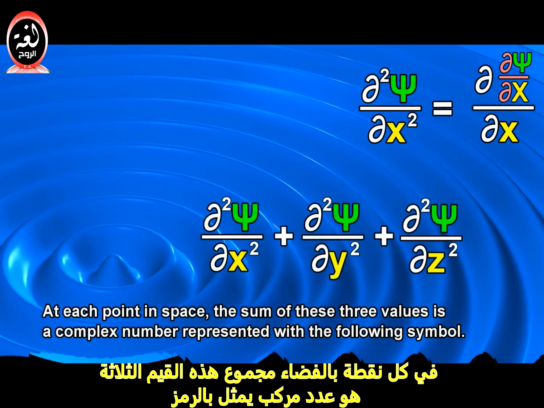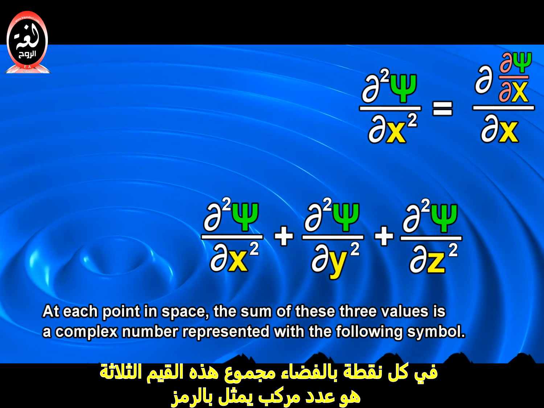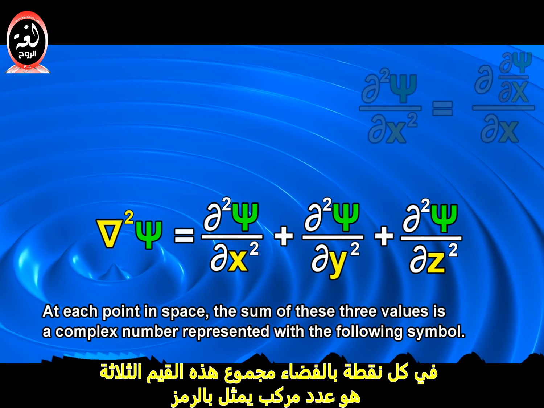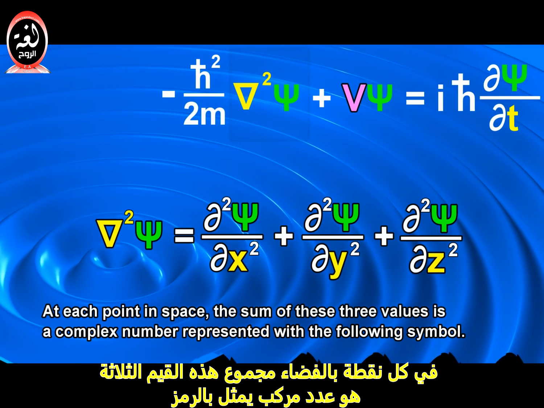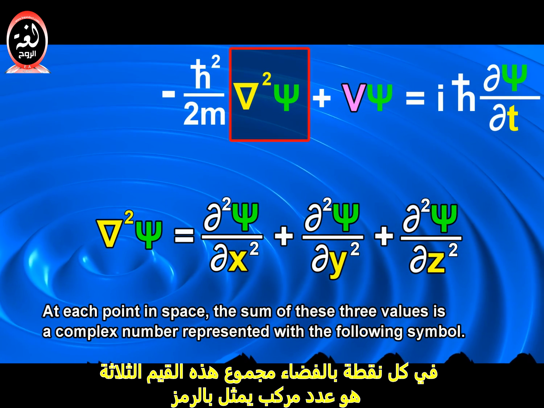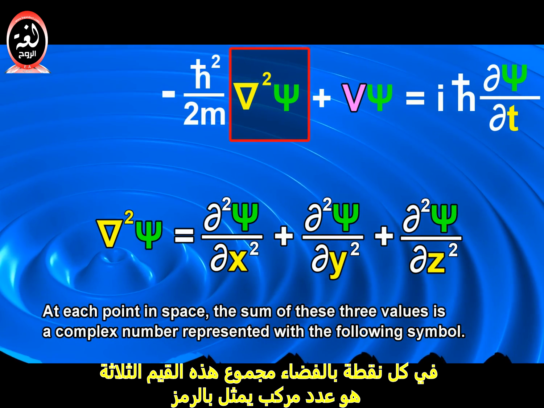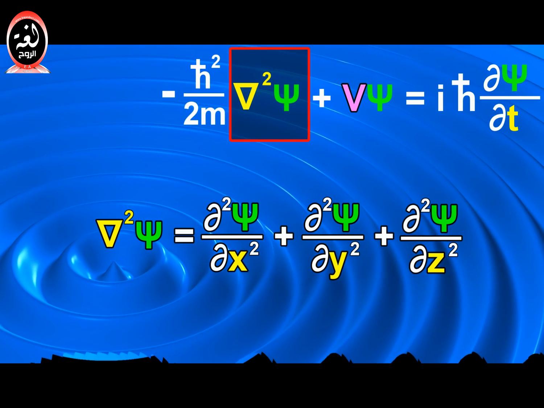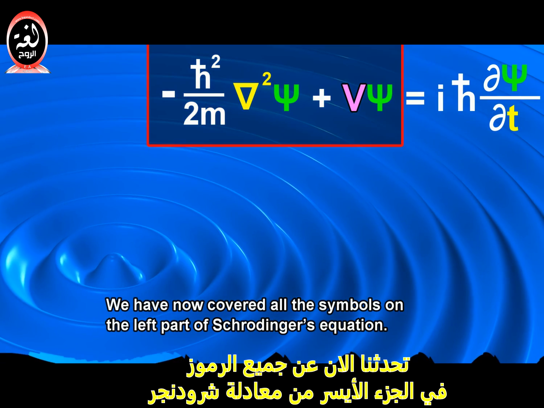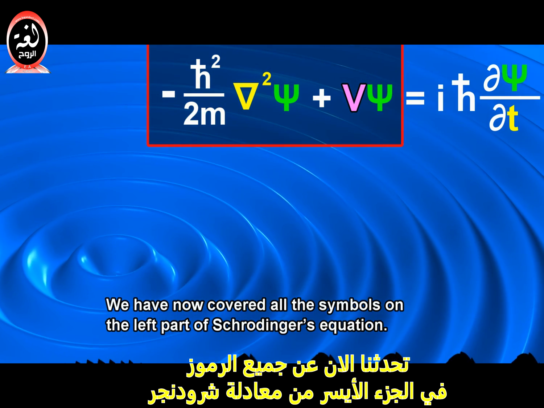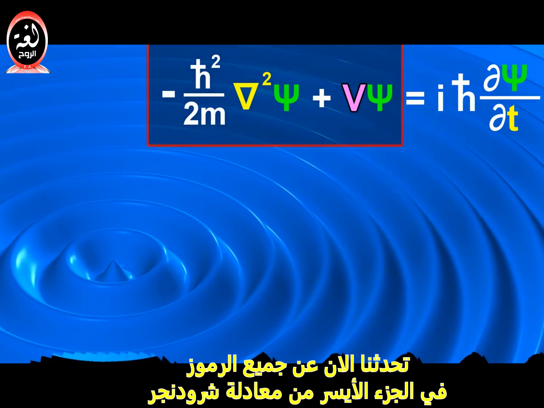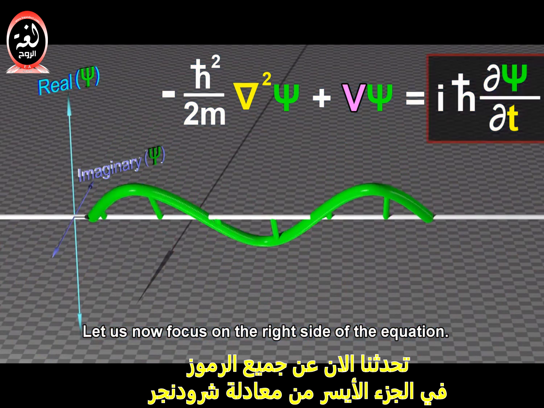At each point in space, the sum of these 3 values is a complex number represented with the following symbol. We have now covered all the symbols on the left part of Schrödinger's equation. Let us now focus on the right side of the equation.